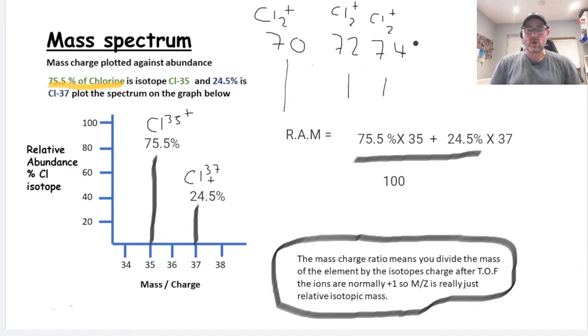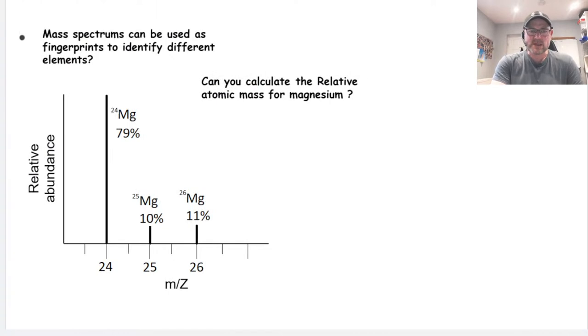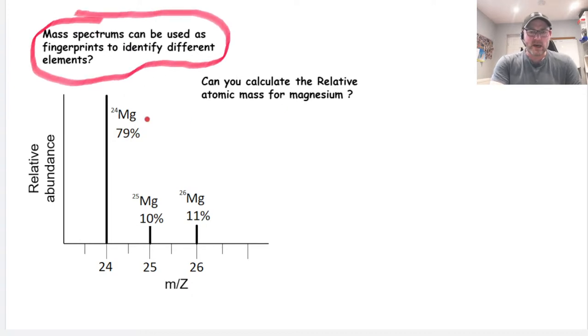If you put mass spec into Google, the word mass spectrum means the pattern, the fingerprint of the element. So if I was looking at a sample and I got that reading on the printout from the computer, I'd say that's chlorine, because I'd get five distinct bars: one at 35, one at 37, and then three at 70, 72 and 74. There might be some other little bars as well, but that would be the main fingerprint for the element. So mass spectrums are used as fingerprints to identify different elements.